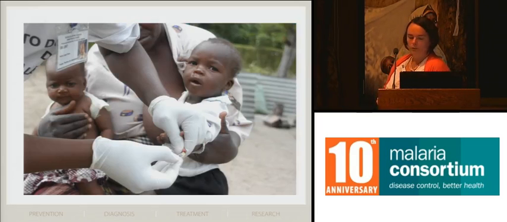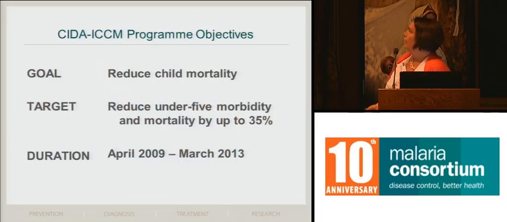In 2009, Malaria Consortium received a grant from Canadian International Development Agency, CEDA, to implement ICCM on a large scale in a number of different settings, really to respond to these gaps, really to move forward knowing that we had new tools and could do a more effective approach. In this grant, the goal was to reduce child mortality, specifically under 5 mortality, and morbidity and mortality by up to 35% was our target. We started in April 2009 and completed in March of this year.